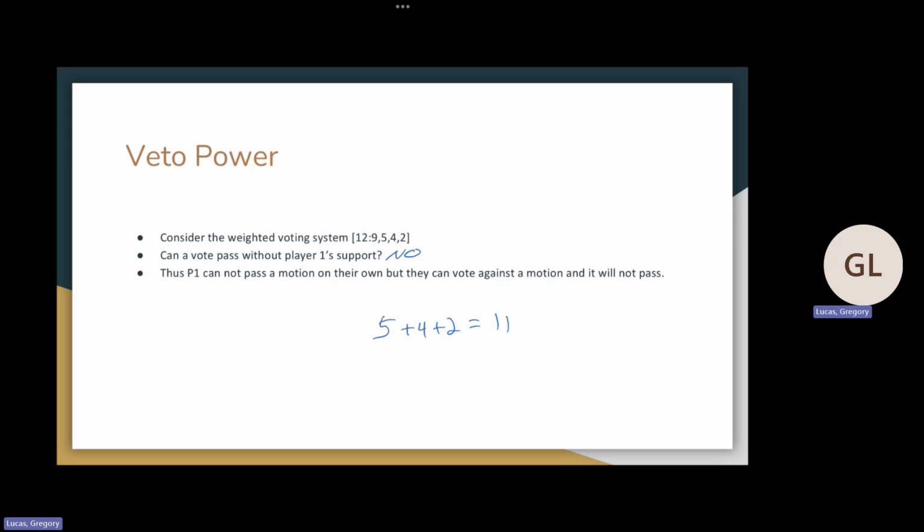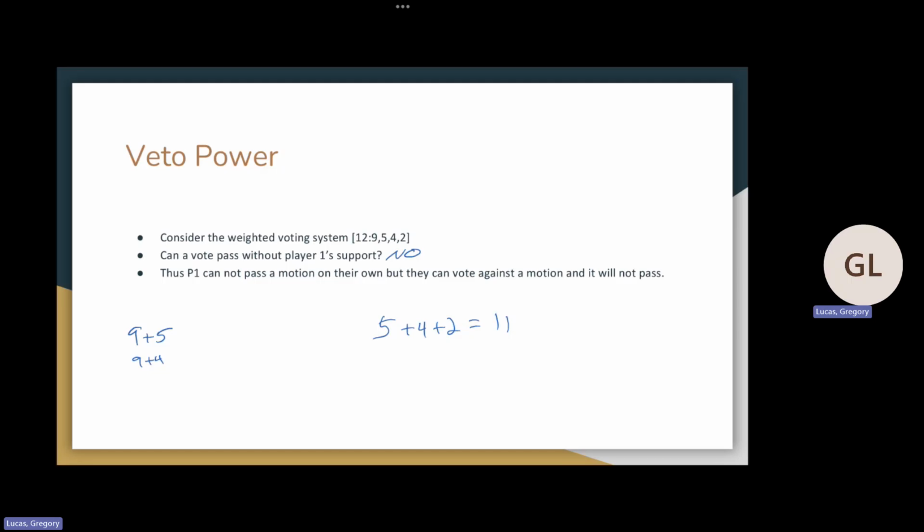So what this tells us is if player 1 says no, it doesn't pass. That's called a veto. However, if player 1 says yes, that doesn't mean it passes either. Player 1 would have to say yes, but it needs the support from some other people. So if player 1 and player 2, that would be good. And then player 1 and 3, sure. Player 1 and 4, that's 11. That doesn't work. So you need, in this case, support from 2 and 3.